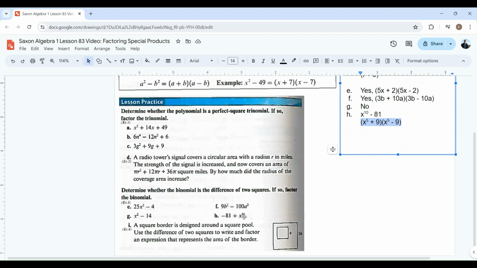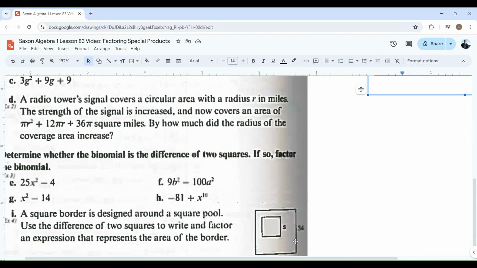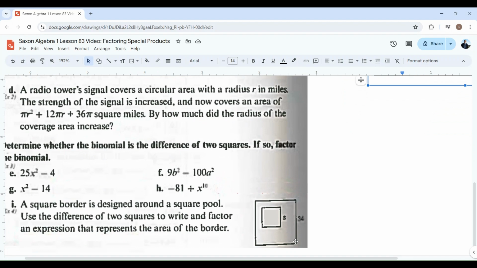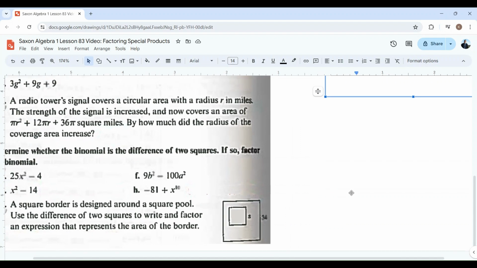And then lastly, letter I. A square border is designed around a square pool. Let's just zoom in here. Use the difference of two squares to write and factor an expression that represents the area of the border. So I need the area of this. What I'm going to do is take the area of the outside square. That's going to be 34 squared minus the area of the inside square, 34 squared minus s squared.